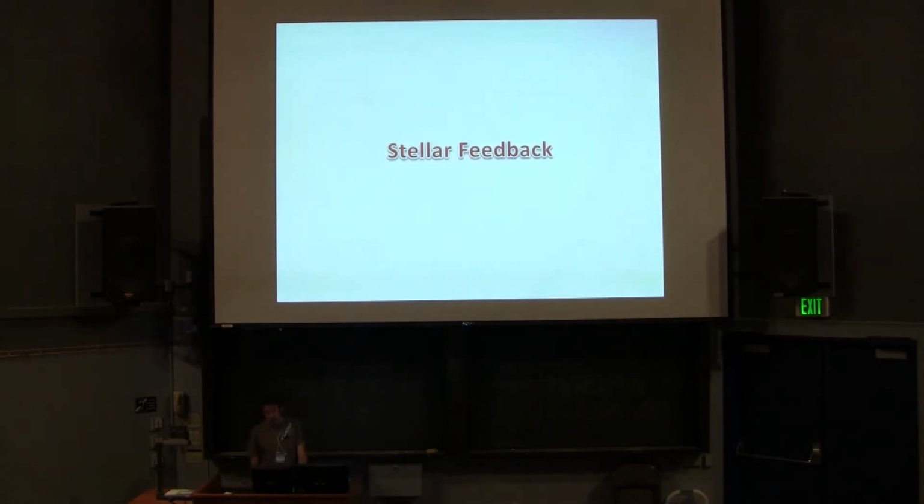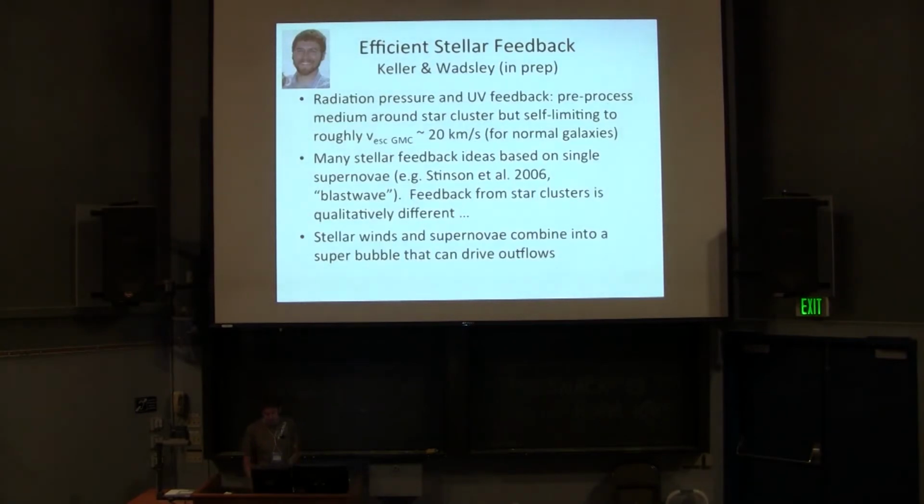And now I want to switch gears quickly to some work I'm doing with my student Ben Keller, which is looking at more effective feedback. So one way to get more effective feedback is just crank up these free parameters. The other one is to look in more detail and ask what's going on. So Phil's talked about the role of radiation pressure and UV feedback, but really we're talking about things at the internal ISM level of velocity, escape velocities. We need something that's a bit stronger if we really want to drive winds.